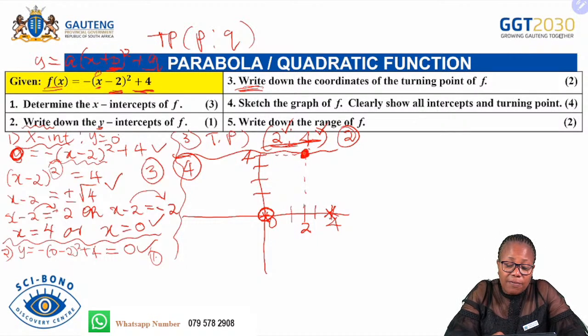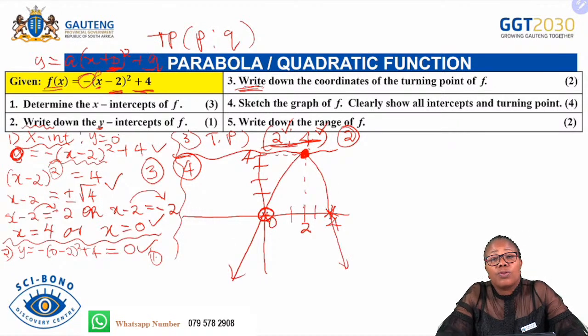So we will be having now, the graph is negative, it will be a concave down shape. So it will be going there, going there. It will go like that. So that is the particular graph for that specific formula given to us.